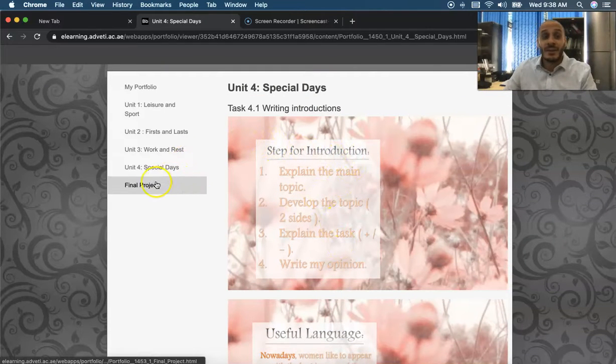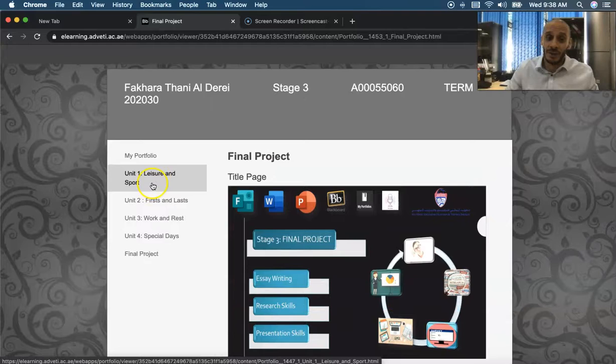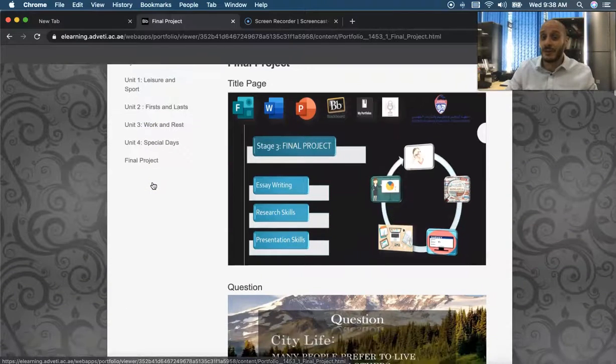And then we got to the final project because we realized that the unit by unit approach in stage 3 was a little difficult because we wanted bigger tasks. You know, these students have to go on and they have to write essays. So we made a final project which used a lot of the things we did.